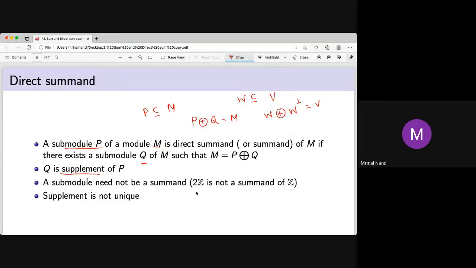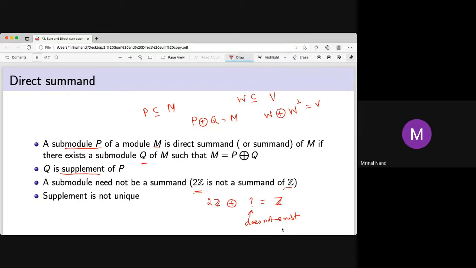So 2Z is a submodule of Z, we know. But there is no other submodule such that the direct sum of 2Z with it gives Z. No, such a submodule does not exist. Does not exist. Because in that case you need one, and once you need one, actually 2 is there, so it can't be direct.